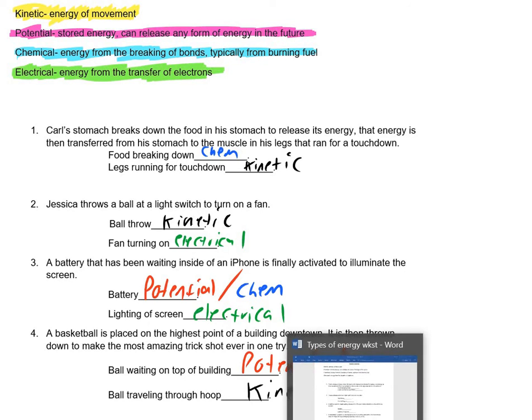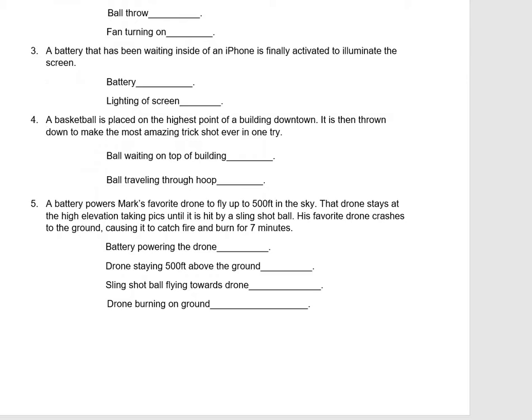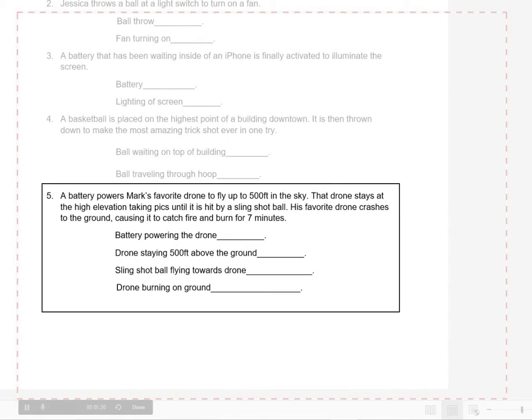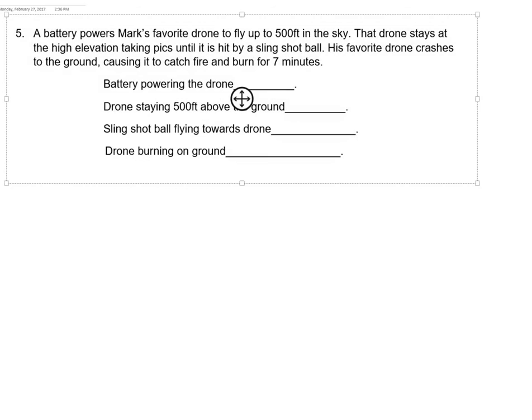Okay, so I just want to get a hold of the last question here. That's going to be number 5. I couldn't fit that on the original score there. So a battery powers Mark's favorite drone to fly up to 500 feet in the sky. That drone stays at a high elevation taking pics until it is hit by a slingshot ball. His favorite drone then crashes to the ground, causing it to catch fire and burn for 7 minutes. The time isn't relevant. The fact that it's his favorite isn't relevant. I just wanted to add some compelling storyline.